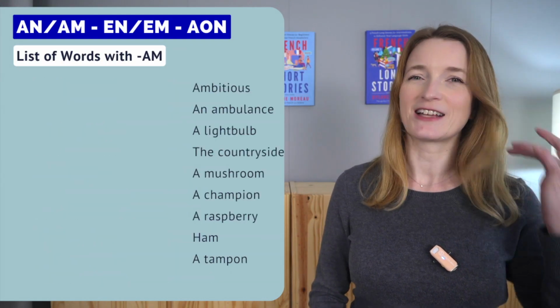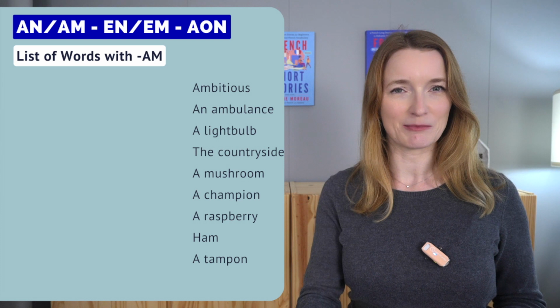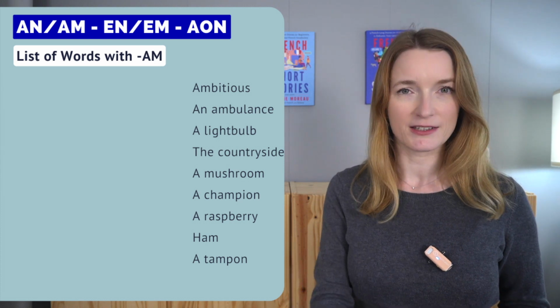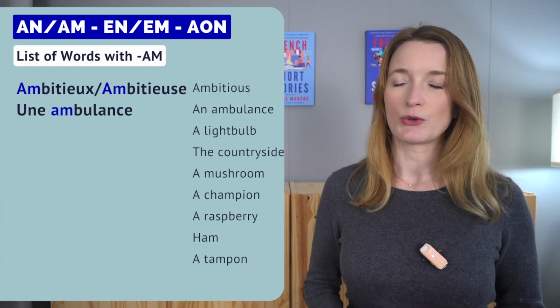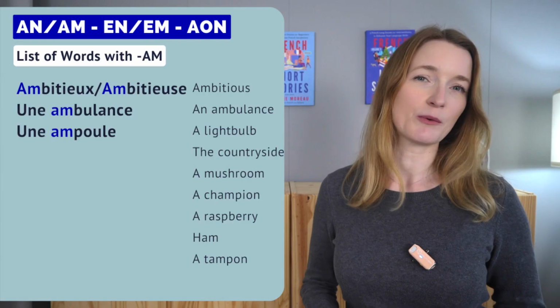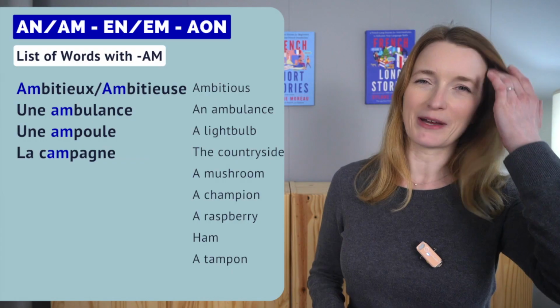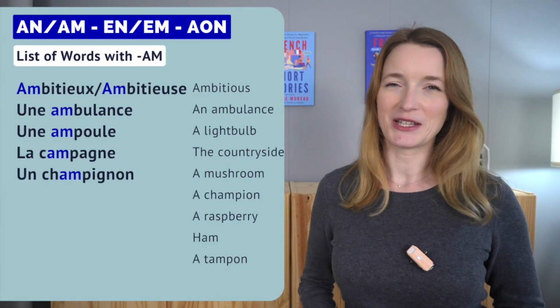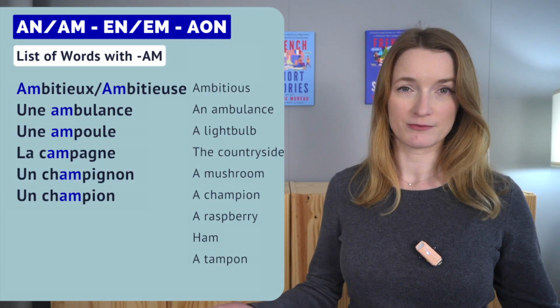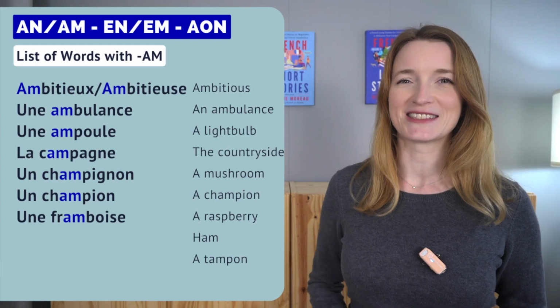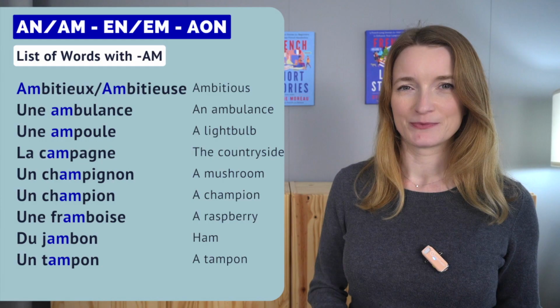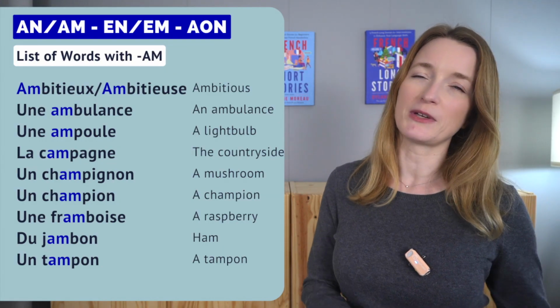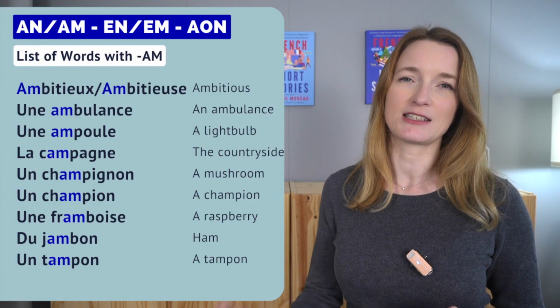So, now the list of words including am. So before B or P, we have ambitieux, ambitieuse, une ambulance, une ampoule, la campagne, un champignon, un champion, une framboise, du jambon, un tampon. So before P or B, it's always going to be am.